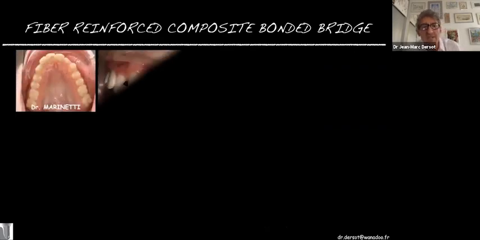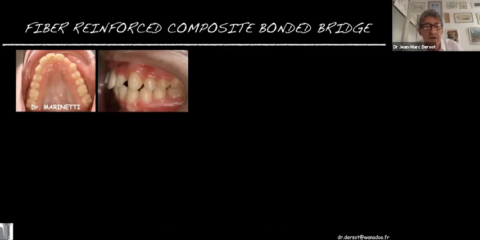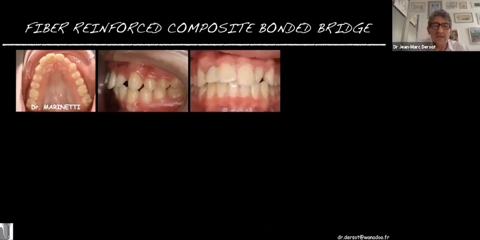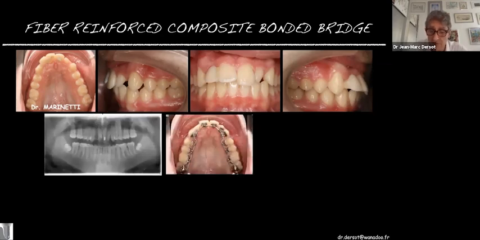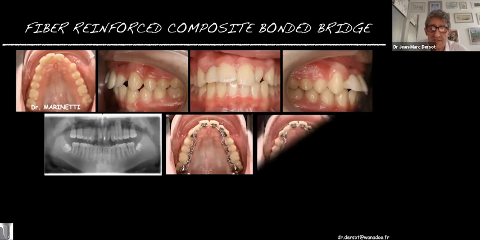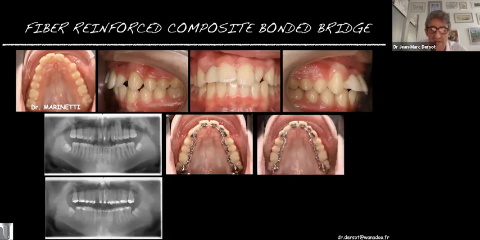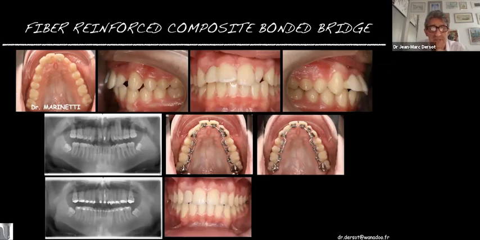For example, these cases have been sent to me by one of my ortho referees, Dr. Marinetti. He made a treatment in an adult patient, but this adult patient received a first treatment when he was an adolescent. But there was a relapse, again some moving of the teeth, and the patient was not very happy about the aesthetic result. So there was a second orthodontic treatment with lingual braces. But what is interesting is, at the end, the cosmetic result.